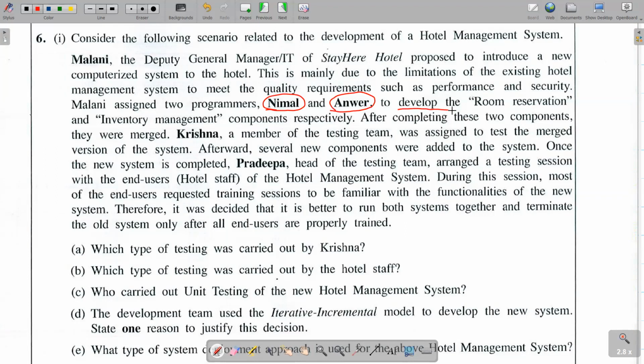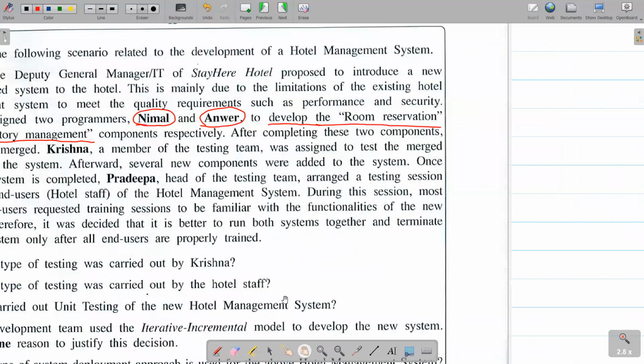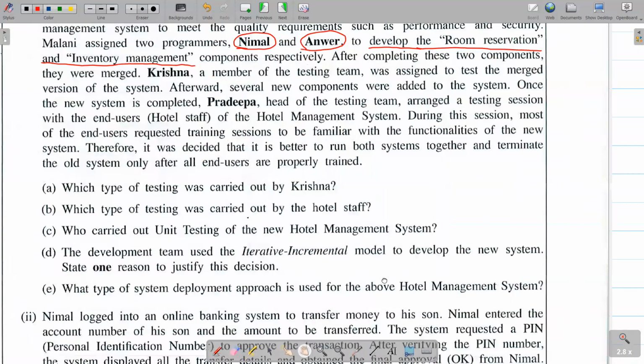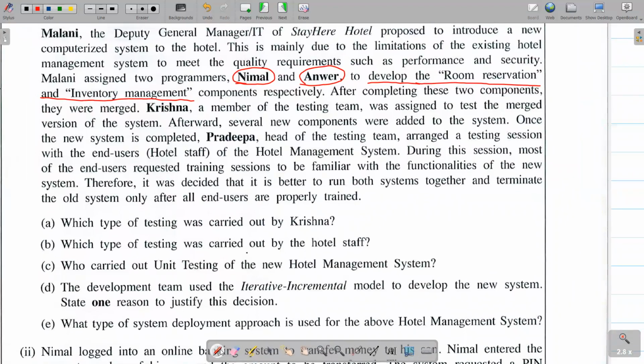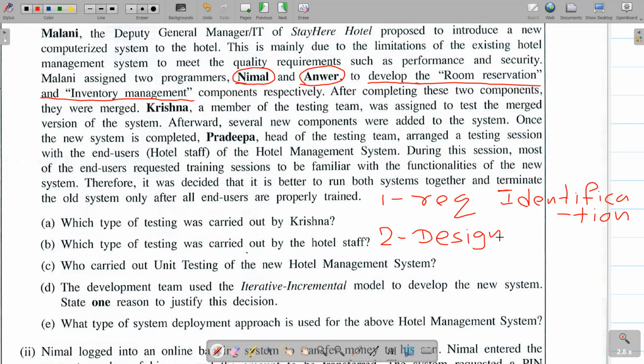They are developing some components of the system. So they are programmers, so they are going through the stage called coding in the SDLC. Right? So if you think about the SDLC, what are the steps that we have? First, we do requirement identification. Second, we design the plan. Third, we do the coding.